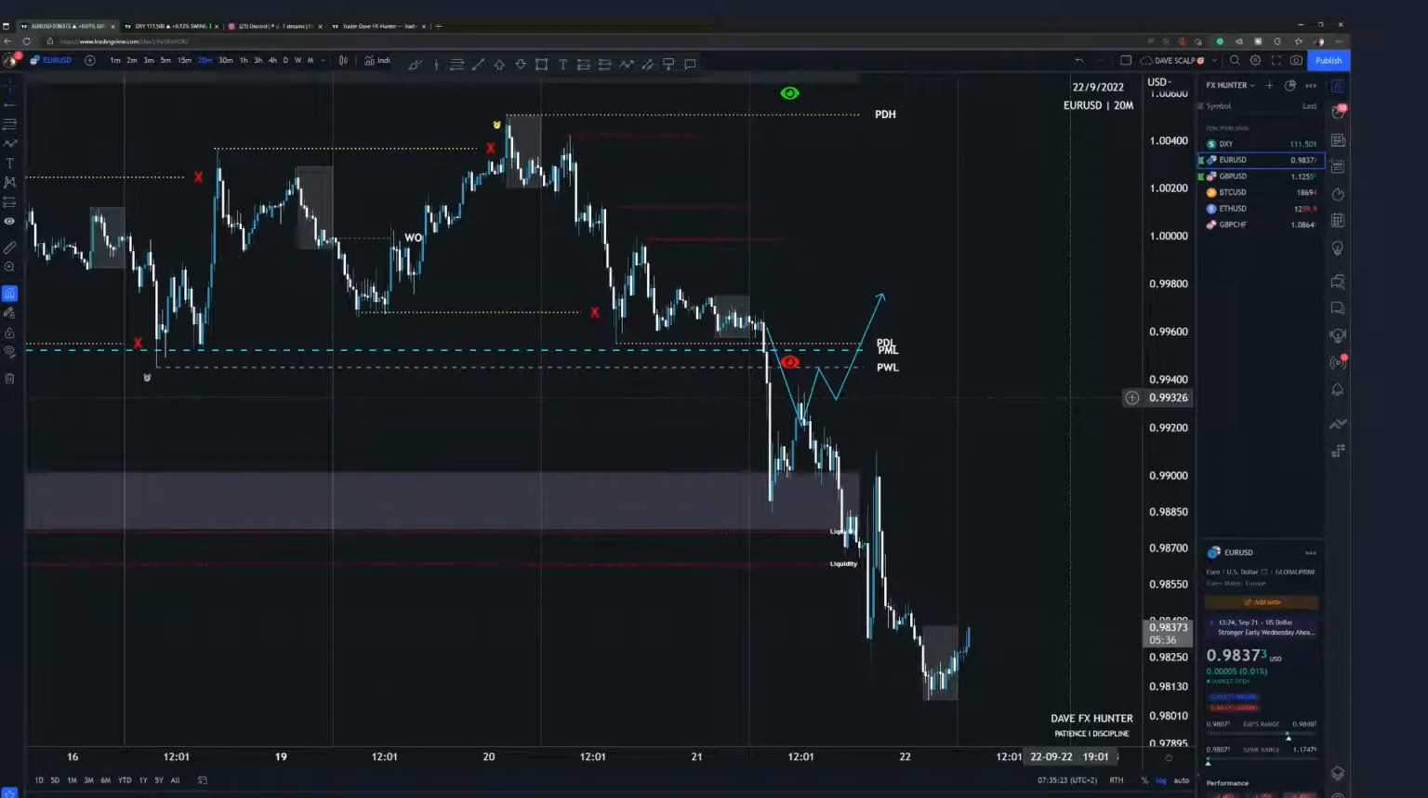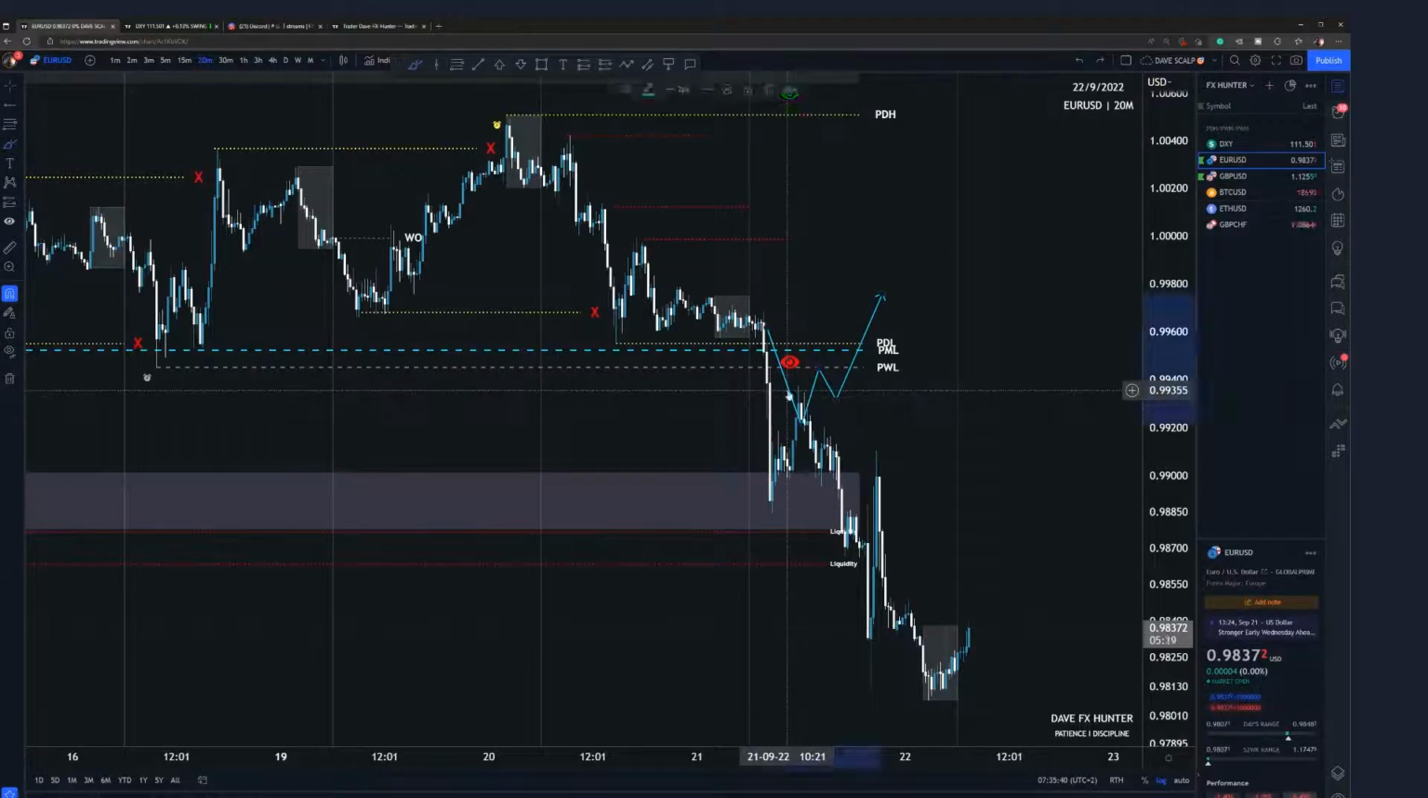Here is the euro. We said on yesterday's stream that it will most likely break through last week's low, and maybe it will take this liquidity. So it happened, but I said that I will not trade anyway, so I didn't do anything. This is just for the commentary, right?